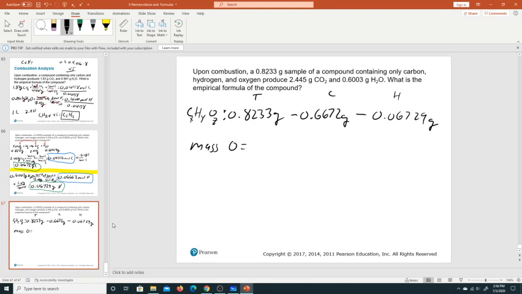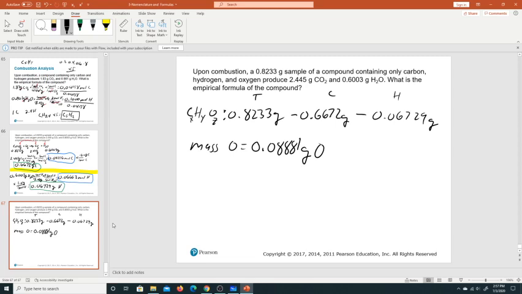So what do we get? 0.8233 minus 0.6672 minus 0.06729. So that gives us 0.8881 grams of O.